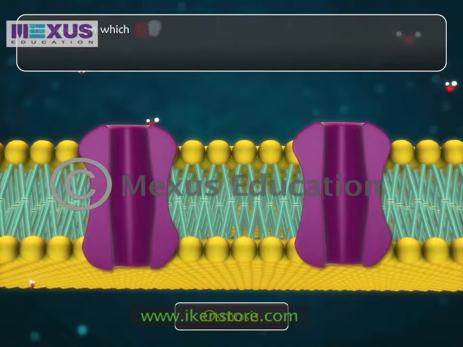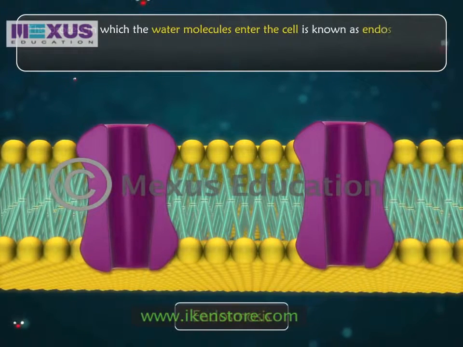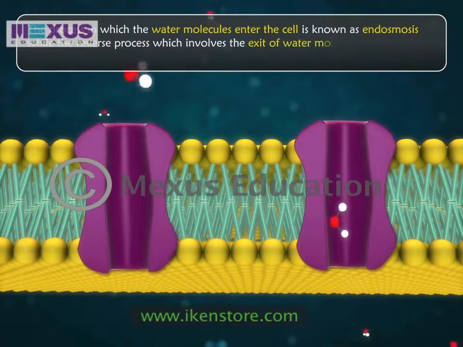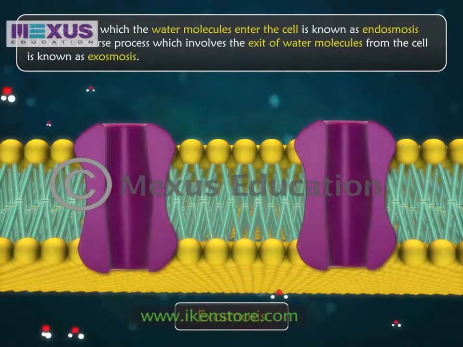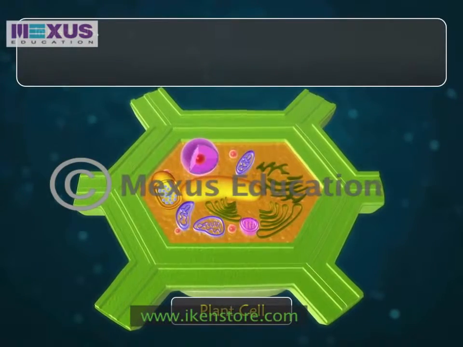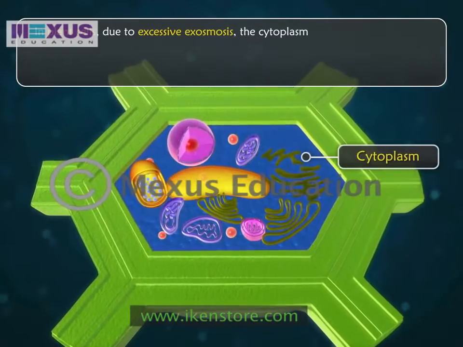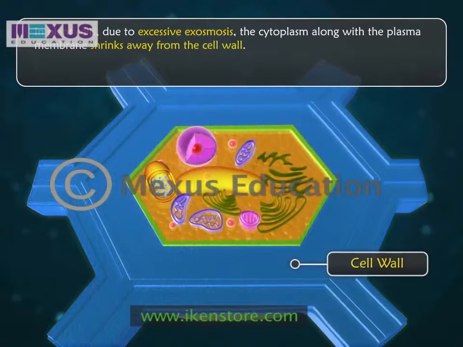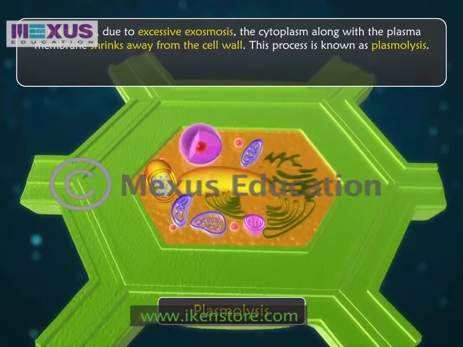The process in which the water molecules enter the cell is known as endosmosis, while the reverse process which involves the exit of water molecules from the cell is known as exosmosis. In plant cells, due to excessive exosmosis, the cytoplasm, along with the plasma membrane, shrinks away from the cell wall. This process is known as plasmolysis.